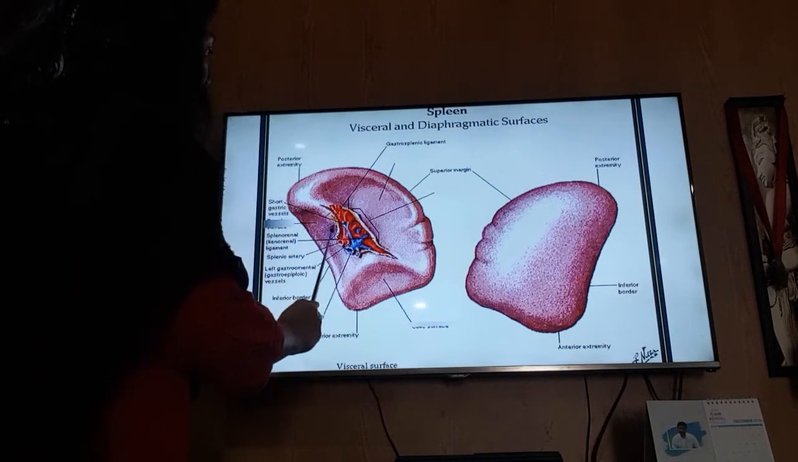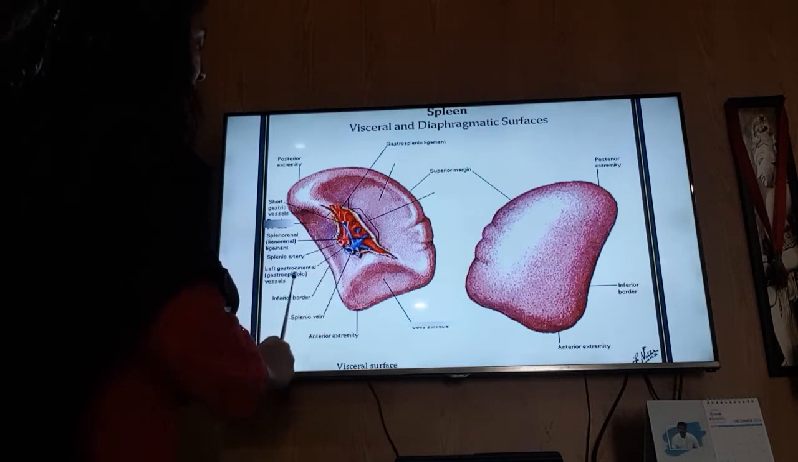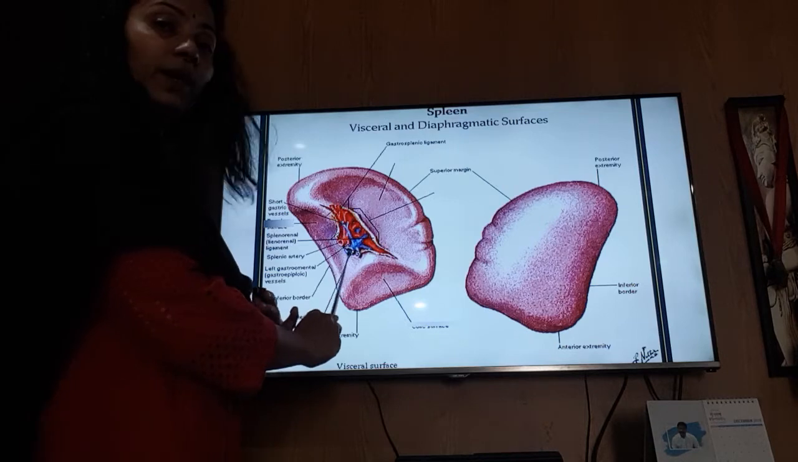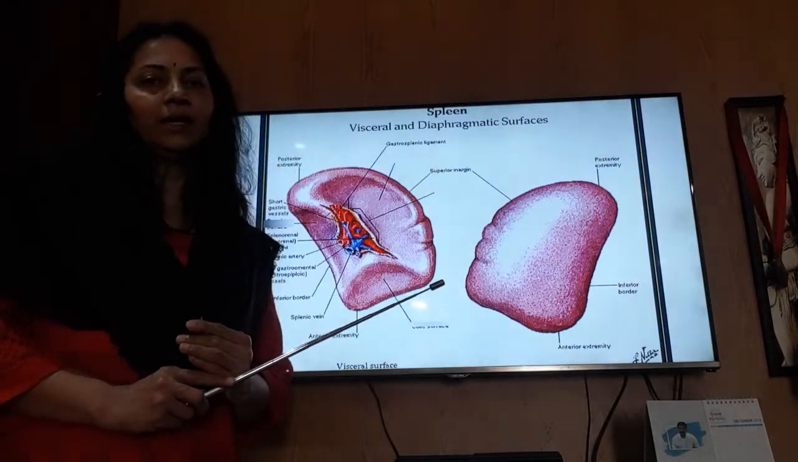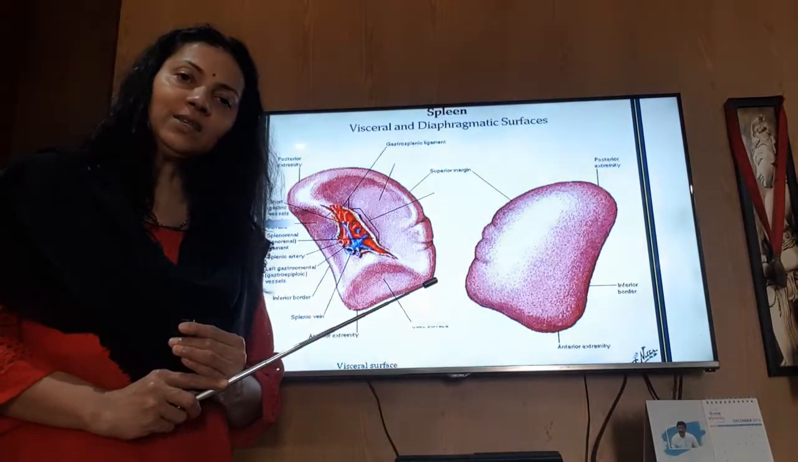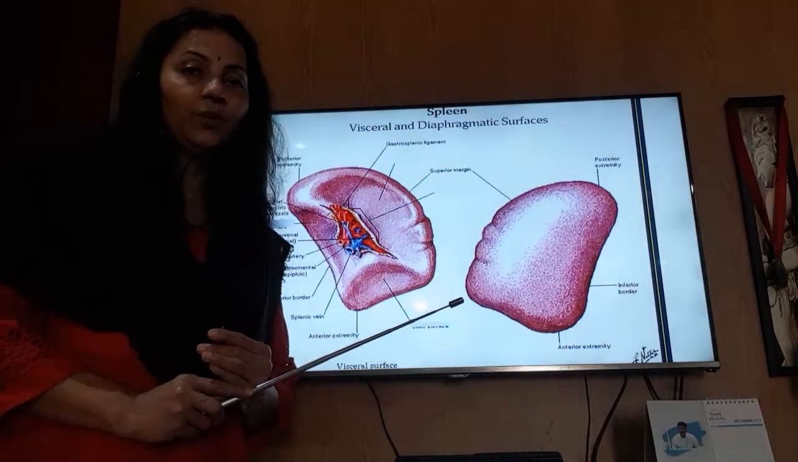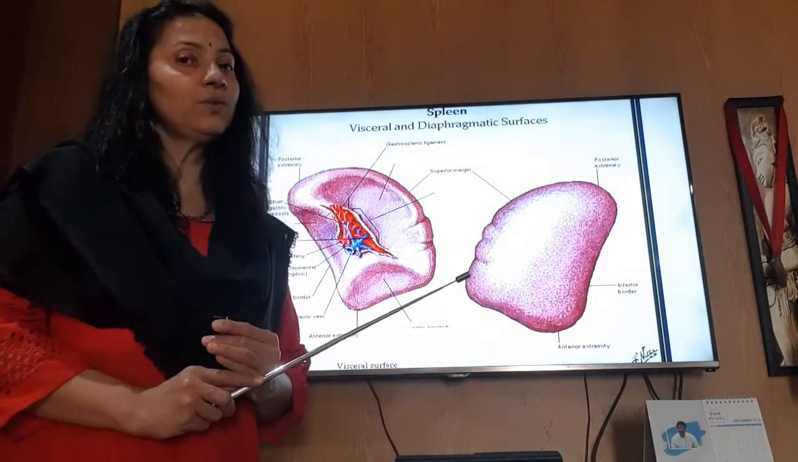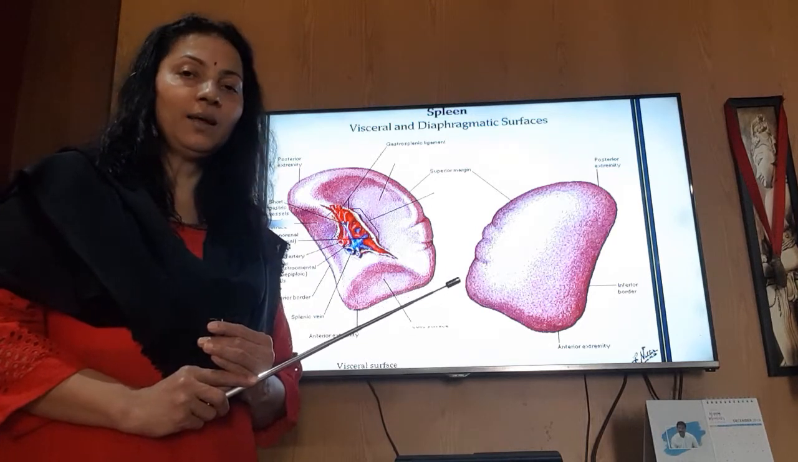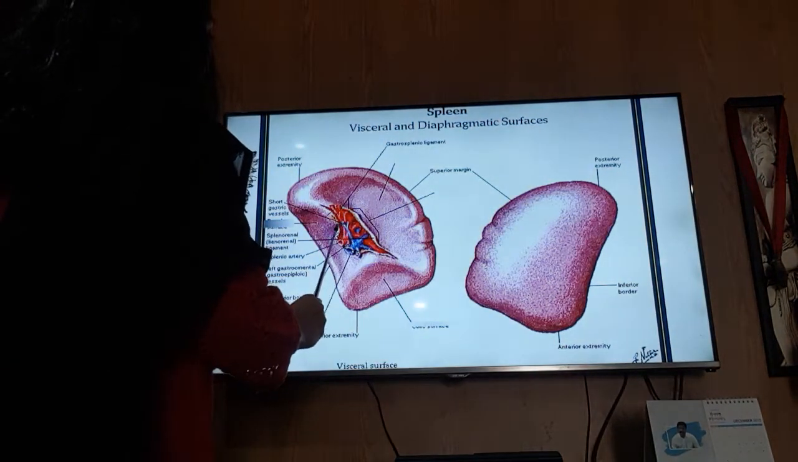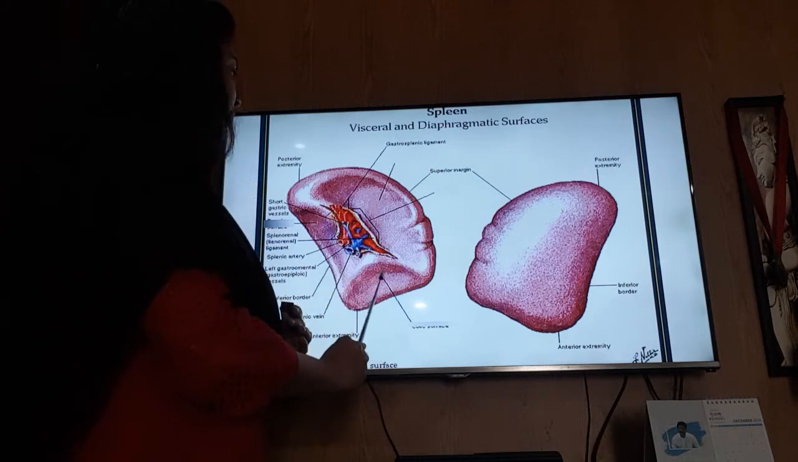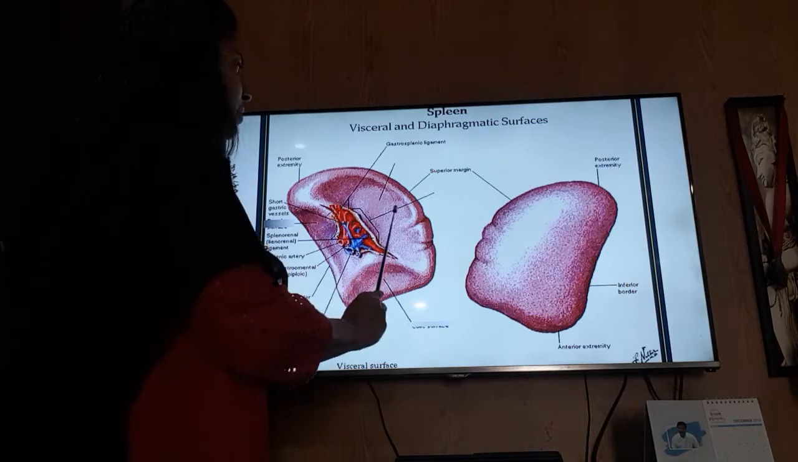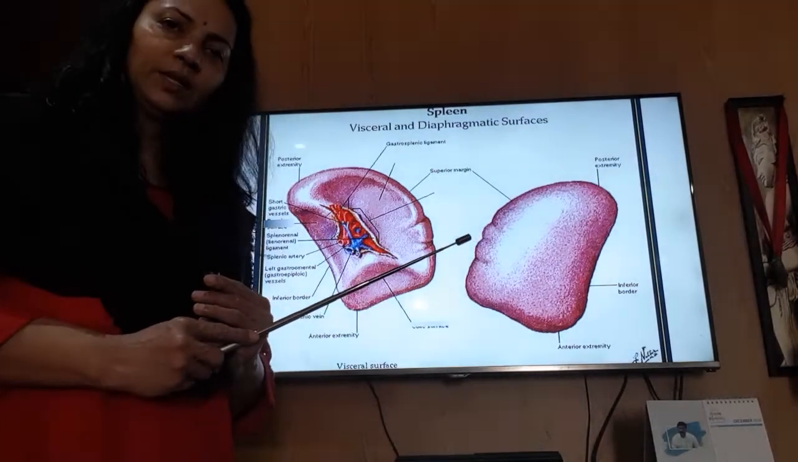Then there is one more impression, and this is present on the inferior surface, inferiorly. That is produced by the left kidney. So it is renal impression. And in the last class when we were talking about pancreas, I told you that the tail of pancreas is going to put an impression on the hilum of spleen. So the tail of pancreas will have an impression here at the hilum and approaching a little bit on the renal impression. So these are the impressions on the visceral surface of spleen.